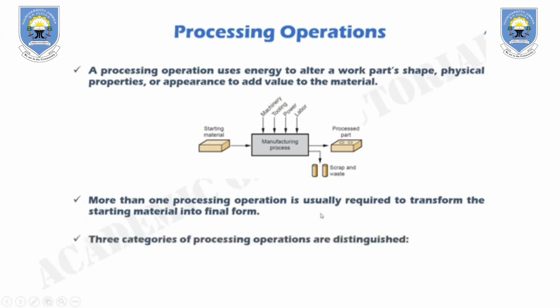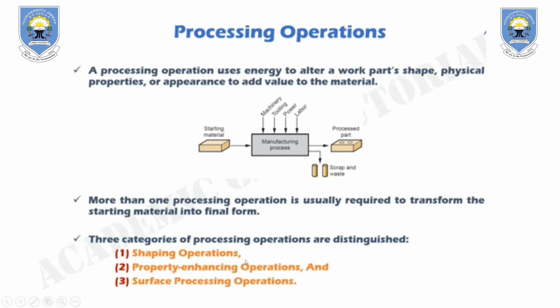Three categories of processing operations are distinguished: shaping operations, property-enhancing operations, and surface processing operations. The shaping operations alter the geometry of the starting work material by various methods. Common shaping processes include casting, forging, and machining. Property-enhancing operations add value to the material by improving its physical properties without changing its shape. Heat treatment is the most common example. Surface processing operations are performed to clean, treat, coat, or deposit material onto the exterior surface of the work. Common examples of coating are plating and painting.